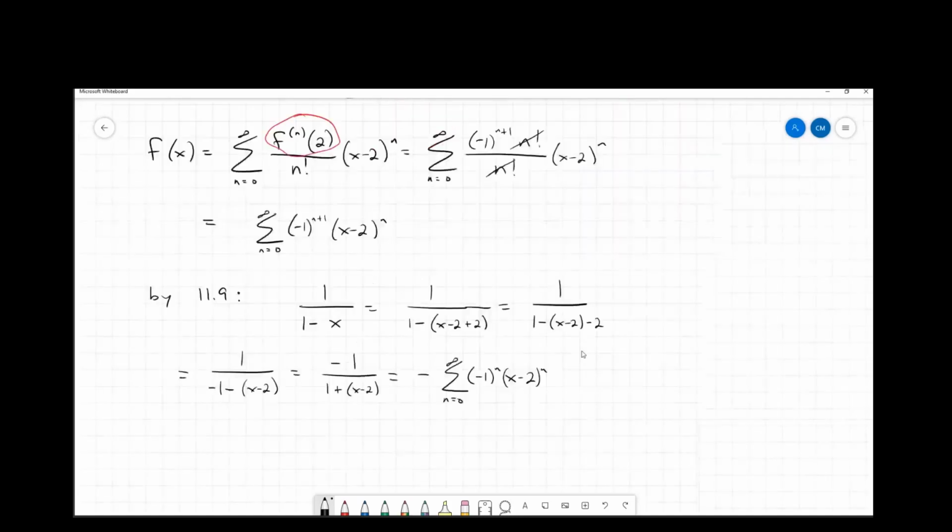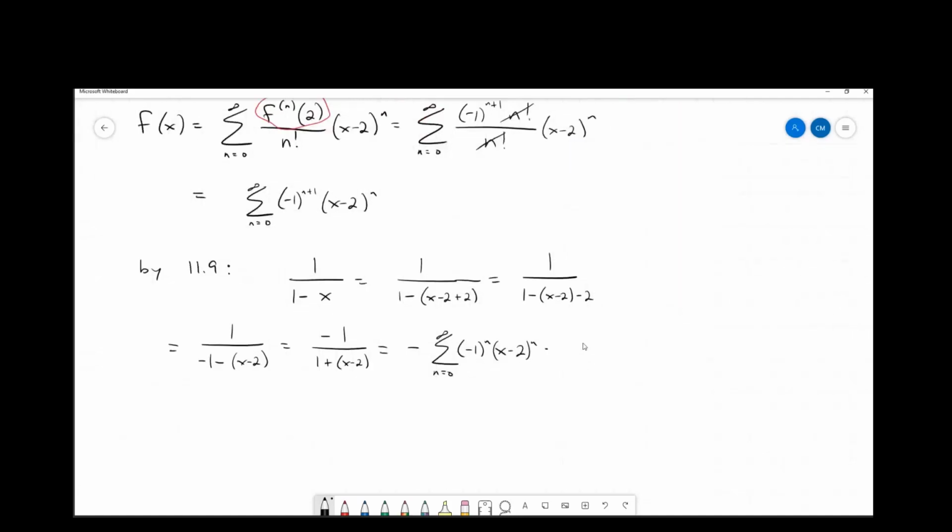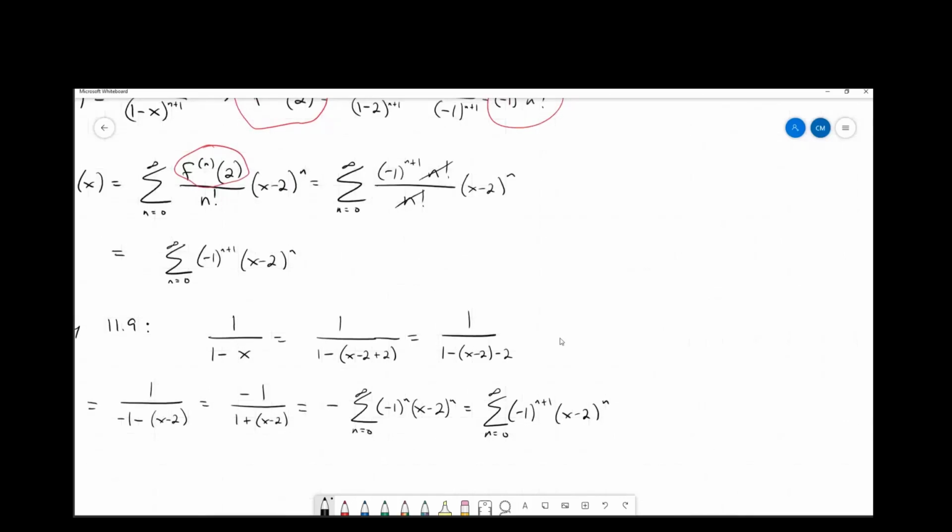Okay, now finally, just notice that negative 1 in the front can actually be incorporated into the exponent right there, right? And so that can then be written as this summation, (−1)^(n+1) (x − 2)^n. So what I want you to notice is that whether we use the techniques of section 11.9, we get that answer, or we use this new technique of finding the Taylor series expansion with that formula, look what we get. The same answer, right? The same answer.